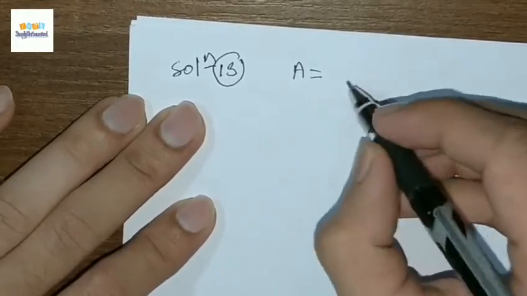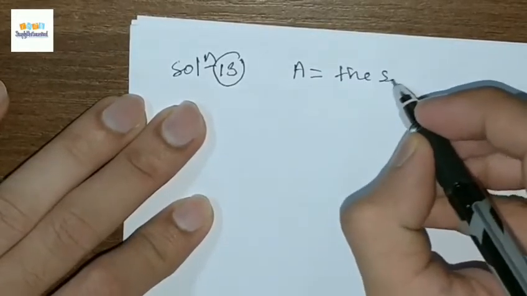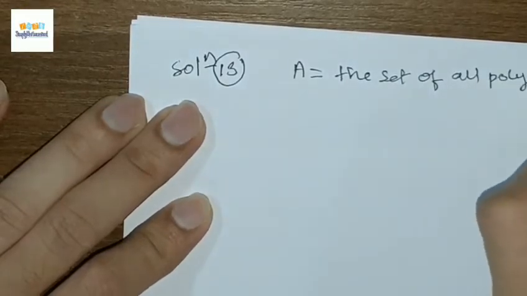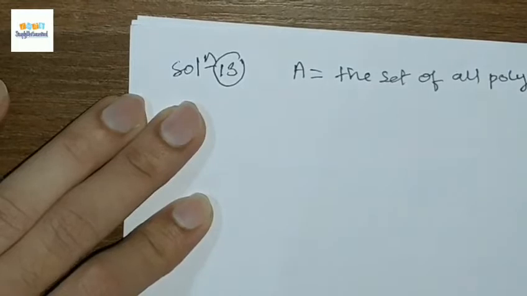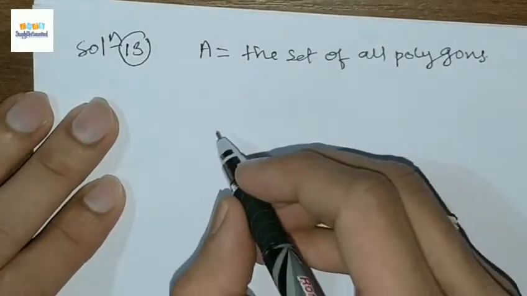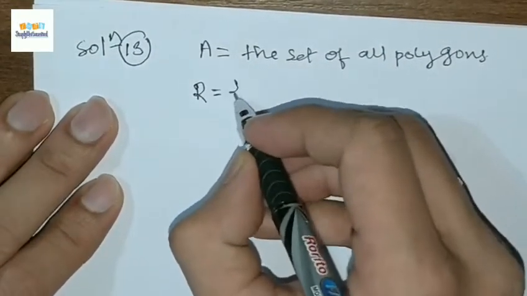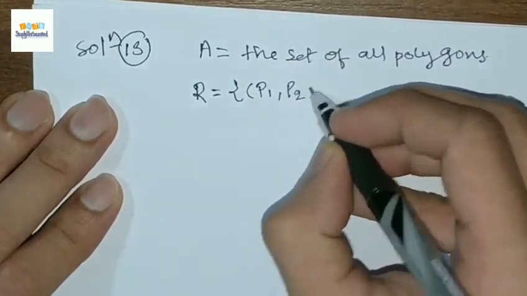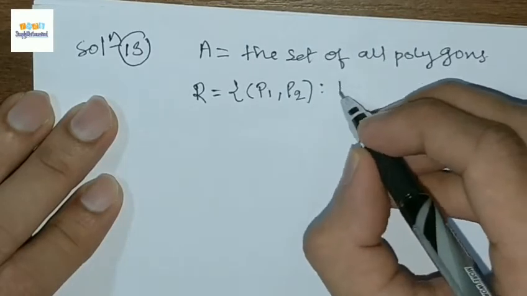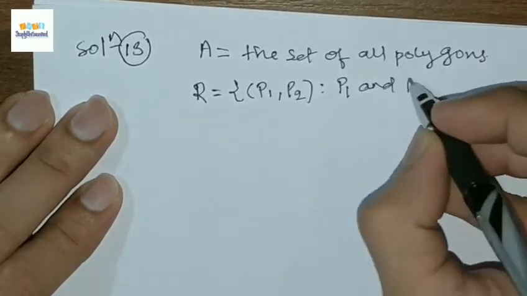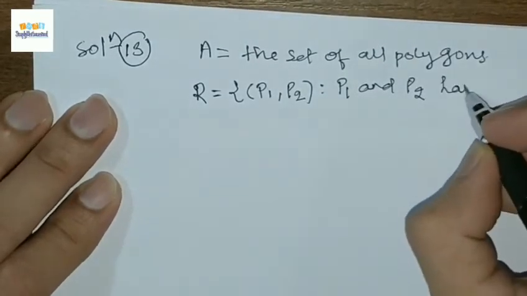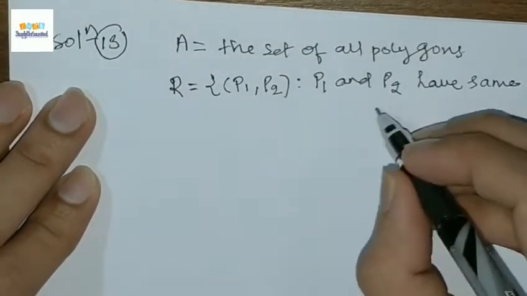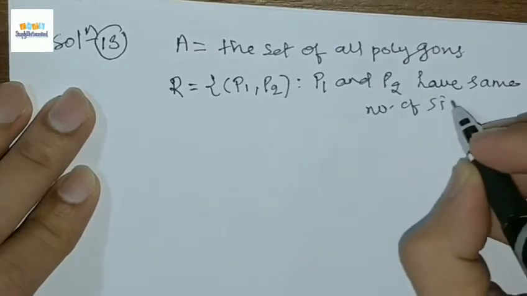You are given the set A as the set of all polygons. The set R is equal to the set of all P1, P2 such that P1 and P2 have same number of sides.